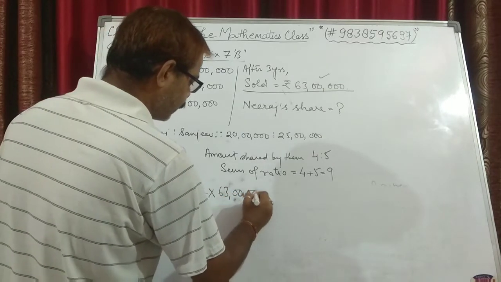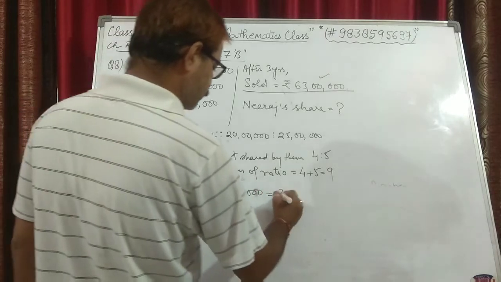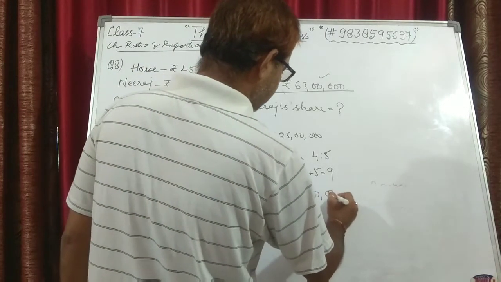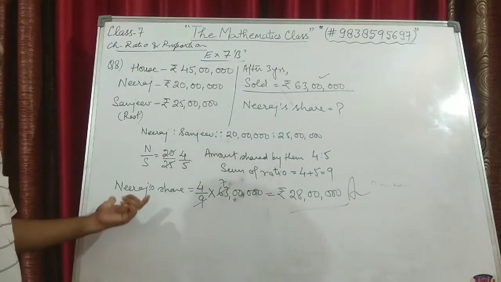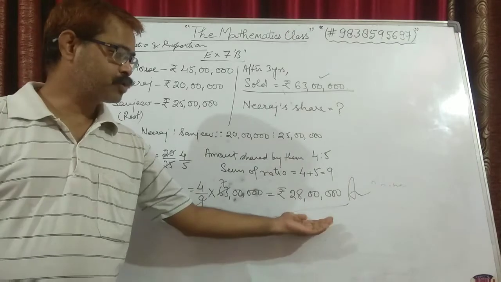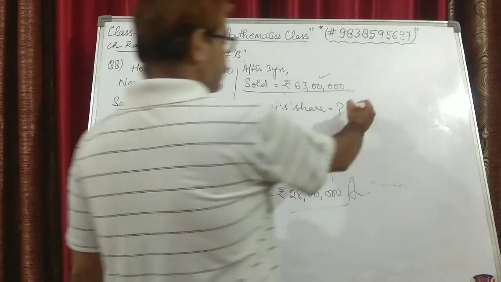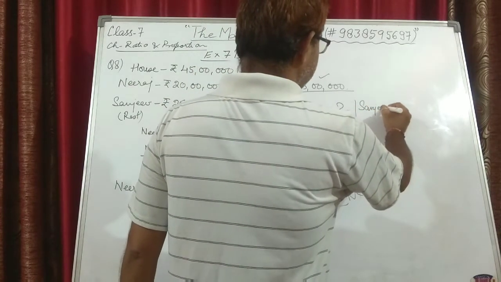63 lakh rupees. We know that 9 sevens are 63 and 7 fours are 28. So 28 lakh rupees Neeraj is going to get. Neeraj will receive rupees 28 lakh, and whatever is the rest amount that Sanjeev will get. So I am also finding Sanjeev's share.